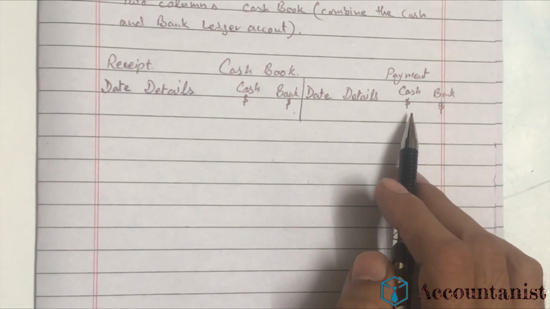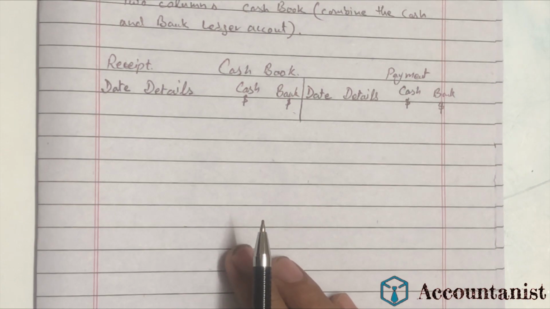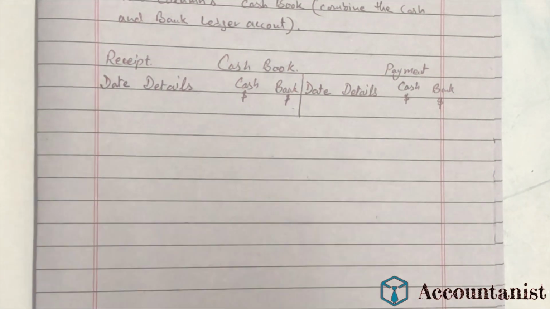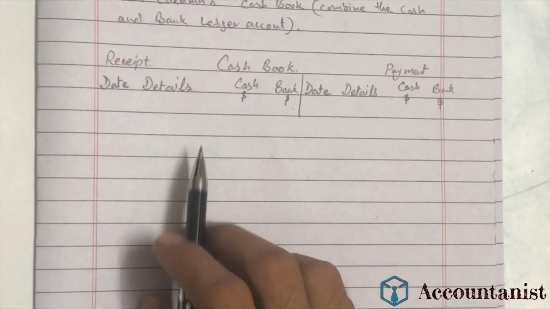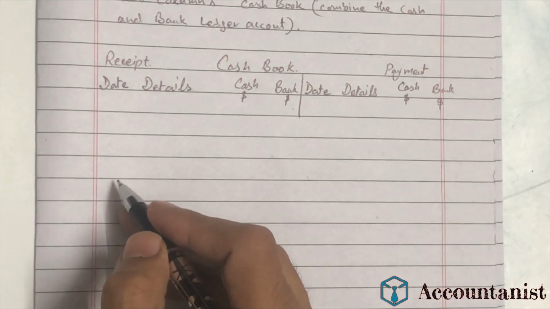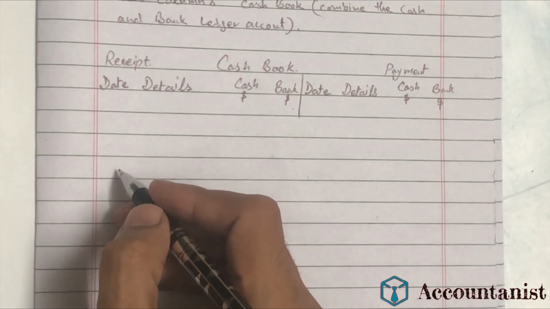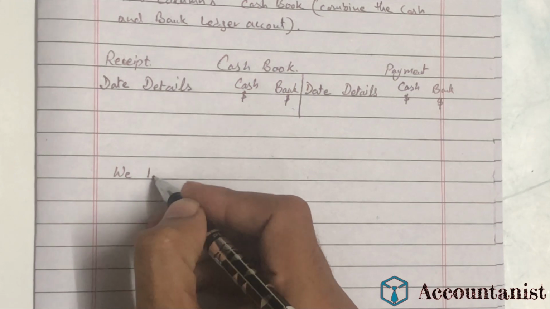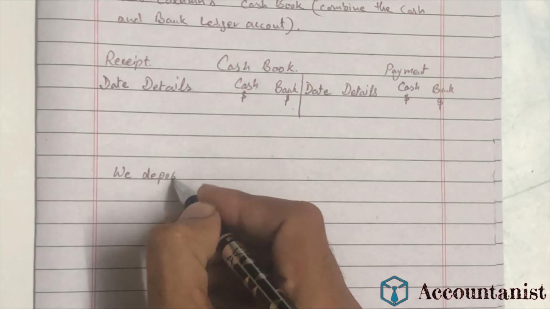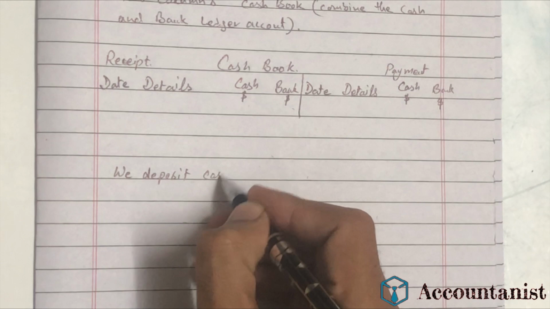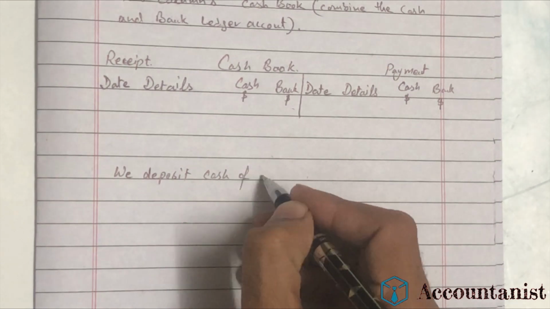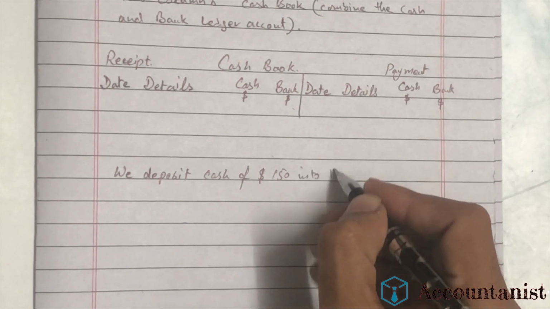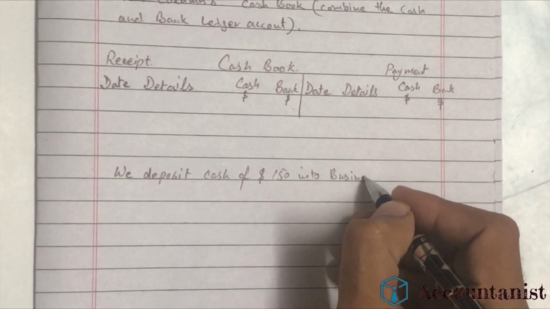There are some transactions that we are going to consider in this topic. So let's suppose I'm going to write a transaction here: we deposit cash of $150 into the business bank account.